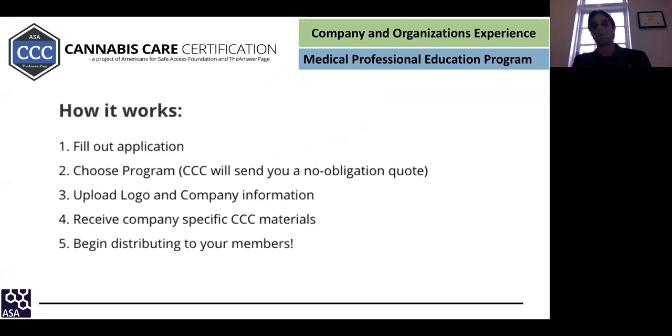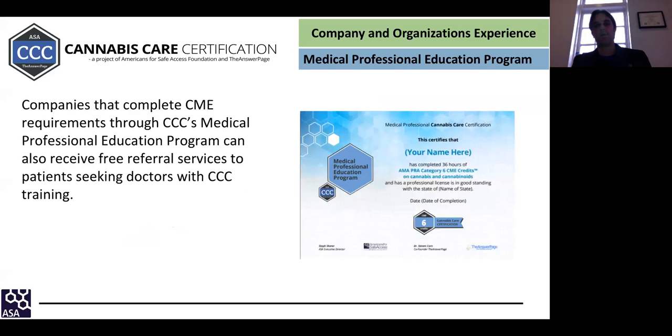Again, so if you want to offer CME and medical professional education, you can go to the website, fill out an application, choose the program that you want, CME, provider, and you can receive specific materials in a quote. It's quite easy. And again, here's what the fancy little templates look like.